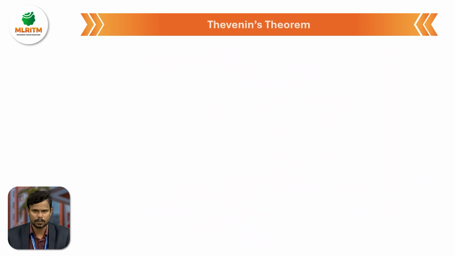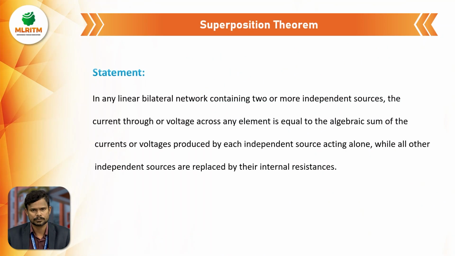Next, the superposition theorem. In any linear bilateral network consisting of two or more independent sources, the algebraic sum of the individual responses is equal to the overall response. When we are calculating the individual responses, the sources are replaced with their internal resistances. That is, a voltage source is replaced by a short circuit, and a current source is replaced with an open circuit. This is the statement of the superposition theorem.